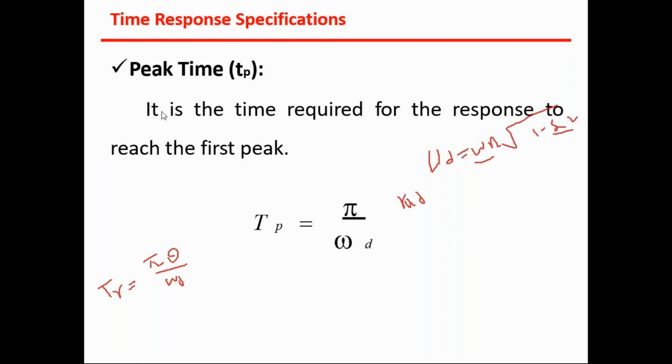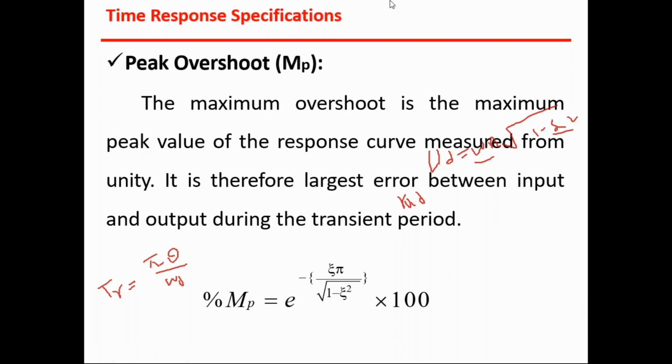Next, peak time is the time required for the response to reach the first peak. And next one is peak overshoot. It is also called maximum overshoot. The maximum overshoot is the maximum peak value of the response curve measured from unity. Unity means the value we require, which is 1. From that value, we have to find how far the peak value goes, and that range is called the peak overshoot.